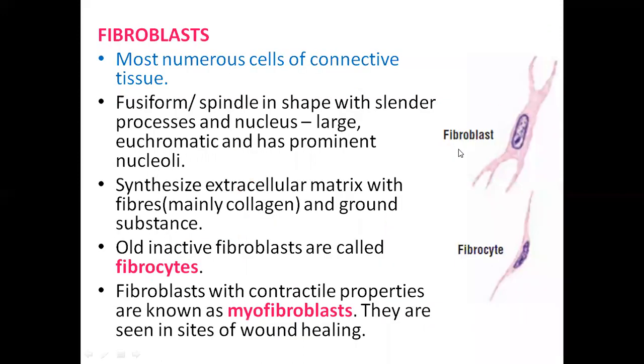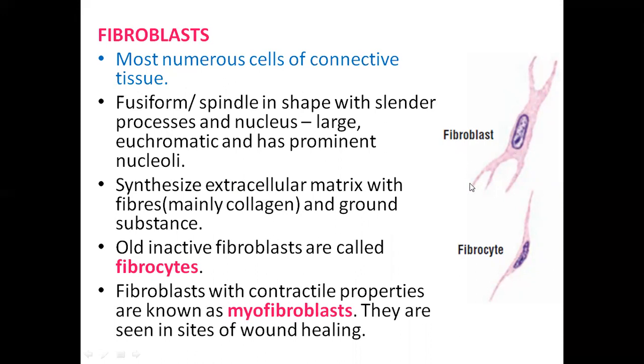Now fibroblasts. These are the most numerous cells of connective tissue. They are fusiform or spindle in shape with slender processes, and the nucleus is large, euchromatic, and has a prominent nucleolus. This fibroblast is the cell which is responsible for the formation of extracellular matrix. Generally, the main fibers, the collagen fibers, and the ground substance are synthesized by the fibroblast. Once the fibroblast does its function, it becomes old and inactive.